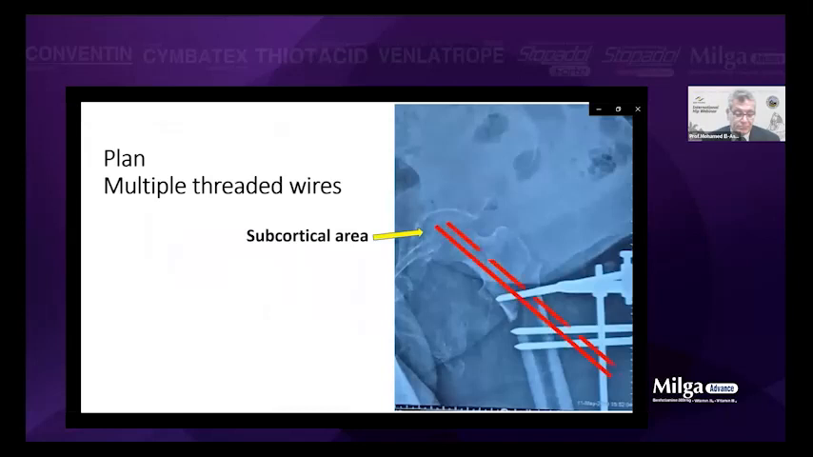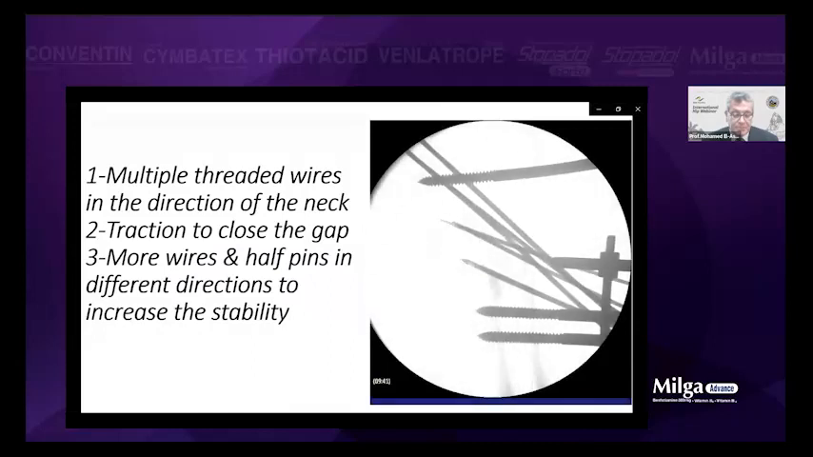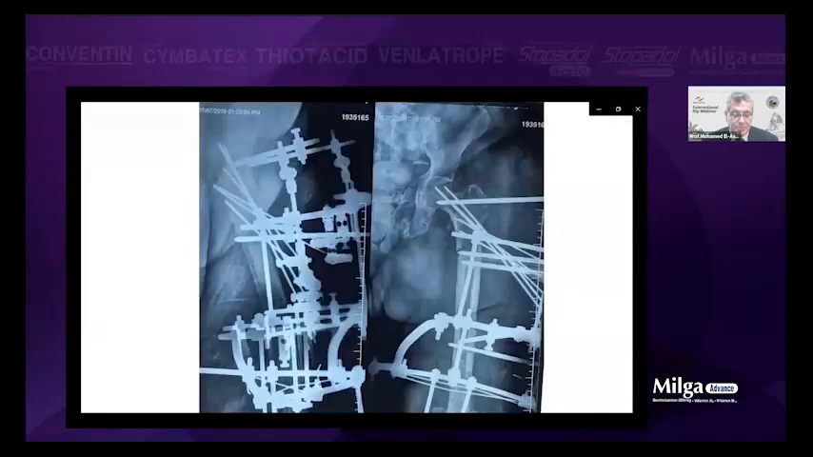And this is how to apply them under the image intensifier. And this is the half pin. As you see here, we use multiple threaded wires in the direction of the neck and traction to close the gap. Then more wires and half pins in different directions to increase the stability, like in this patient. And this is the picture after application of the frame.